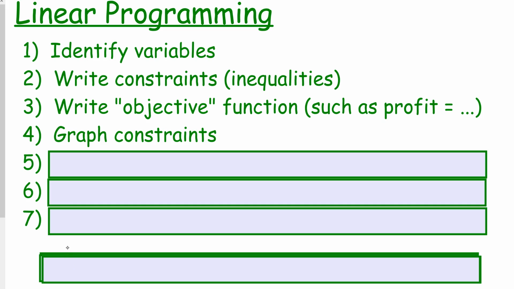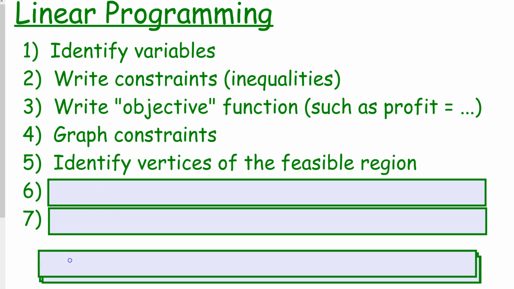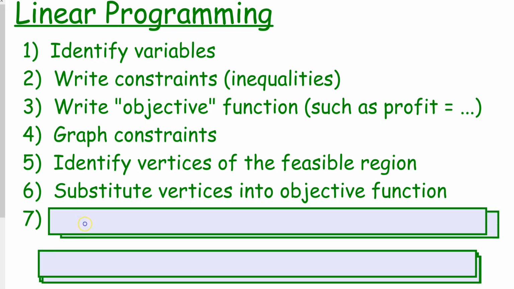Then you're going to draw a graph of all of your constraints. So your graph is going to look like a system of inequalities. You're probably going to get a polygon, and you're going to have most likely a shaded region in the middle. So from there, you'll identify the vertices of that shaded region. It's called the feasible region, and you'll understand why when we get to a problem.